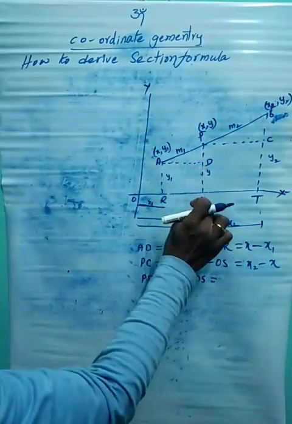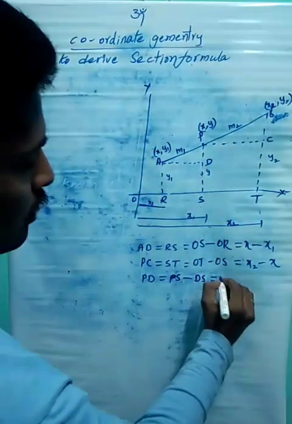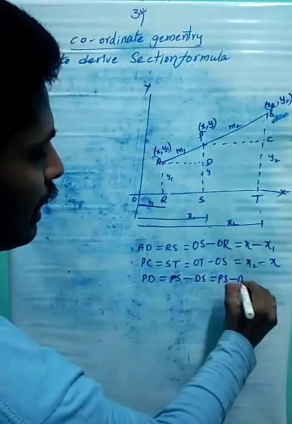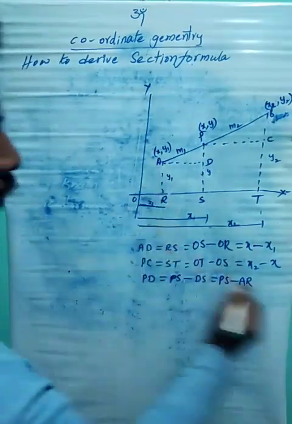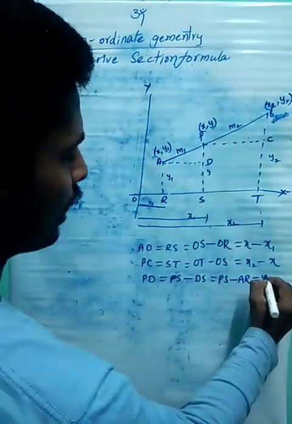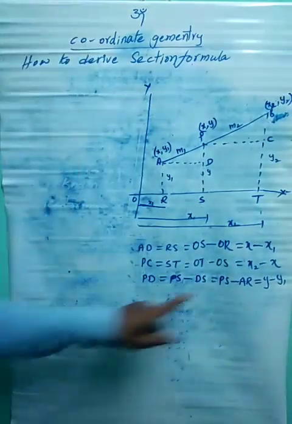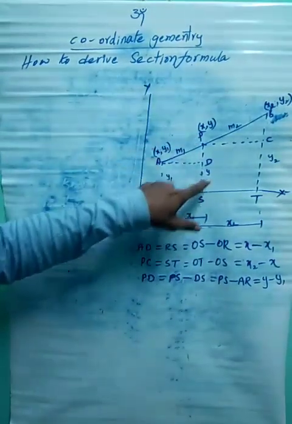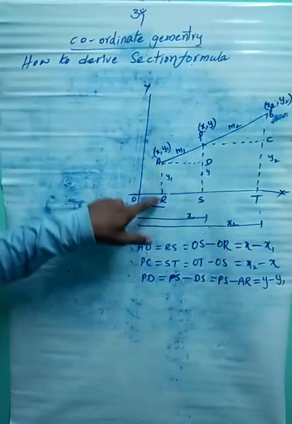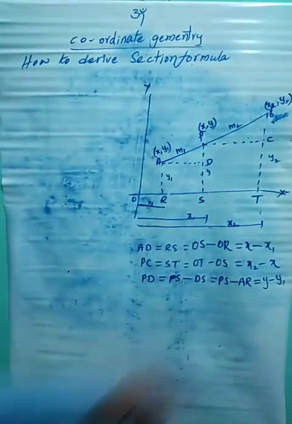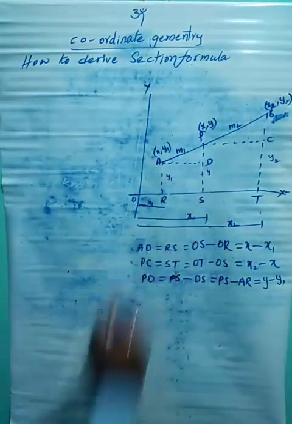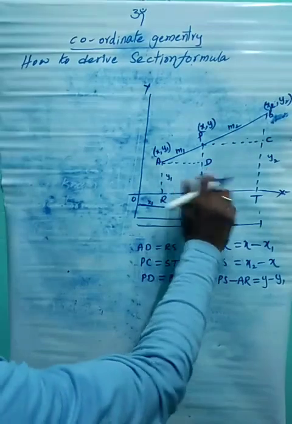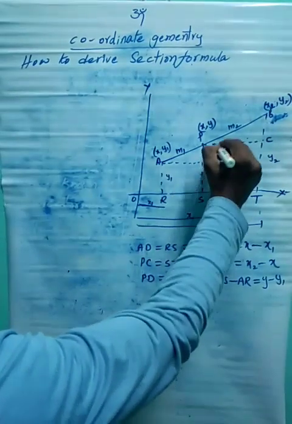This DS value is nothing but the AR value. So PD is PS minus AR. What is the AR value? It is y1, and the PS value is y. So PD is y minus y1. P to S value is y, and AR value is y1, because DS and AR are equal.